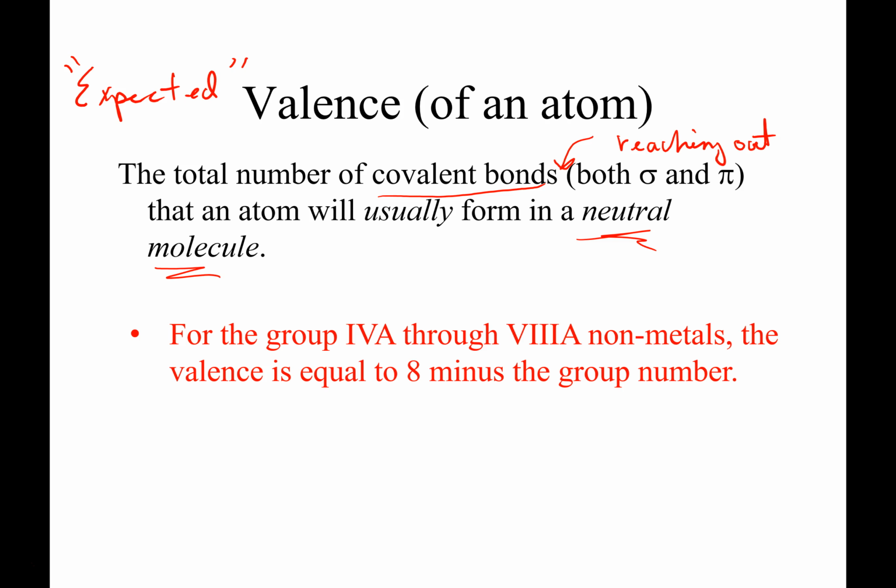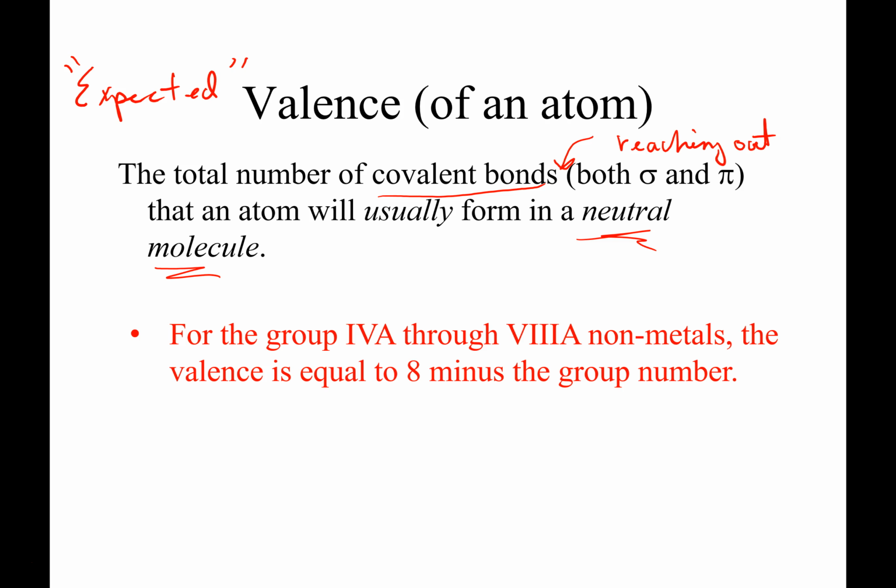So, how many times do you expect it to reach out in a neutral molecule? It is 8 minus the group number. 8 minus the group number. So let's check this. 8 minus the group number.